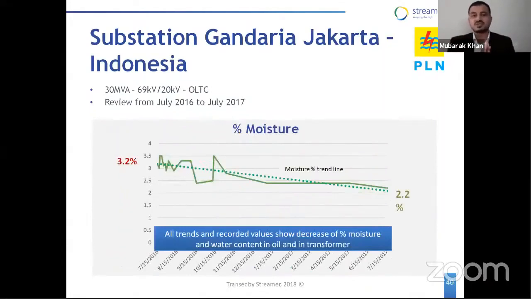So this is the percentage of moisture in paper, as I explained before. Okay, so from the wet transformer, we made it dry and safe.